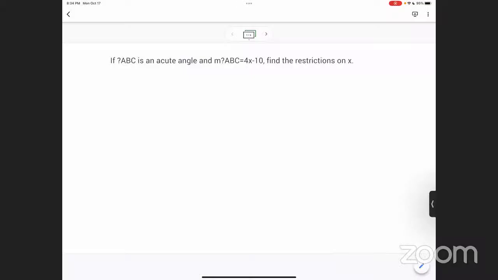Beginner's Geo, Unit 1, and some good questions here. It says ABC is an acute angle, and the measure of ABC is 4x minus 5. Find the restrictions on x. Well, being an acute angle means that it's less than 90.